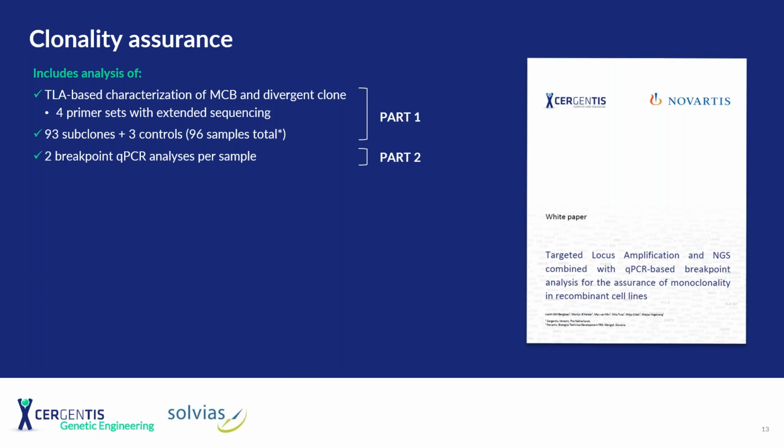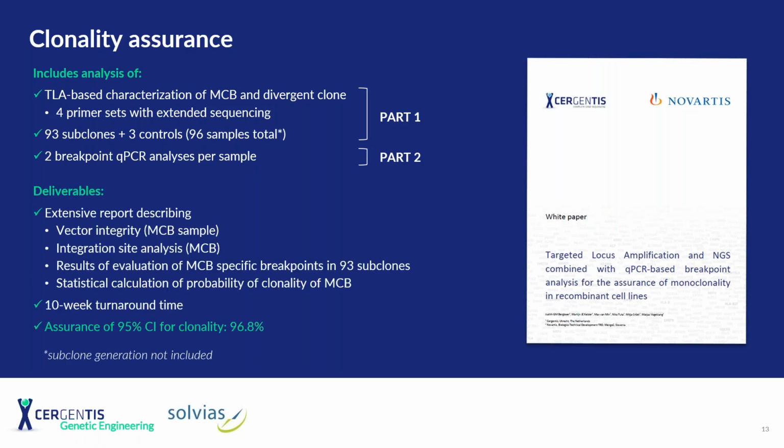In the second part, we use genetic data from the first part to design specific primer sets to detect 2 of a master cell bank specific breakpoint sequences, to be able to screen a number of subclones deriving from the master cell bank in the qPCR assay. So basically, if a cell line is clonal, we expect that all subclones will be positive for the tested qPCR assay. And with this type of approach, we will give a probability of 96.8% that the cell line is clonal with 95% confidence.